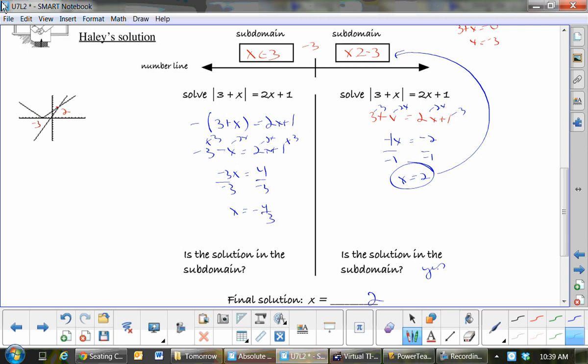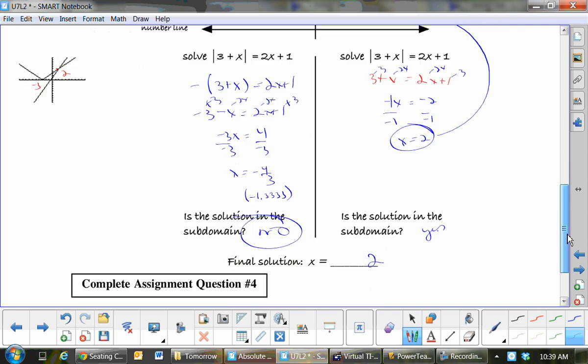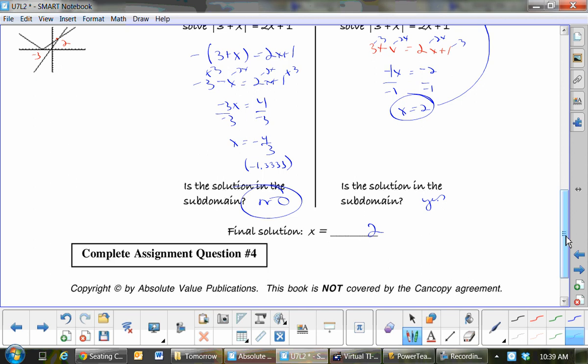Now negative 4/3 is negative 1.3333. I'm only doing that because some people aren't good at fractions. Now, is that less than negative 3? No. So is this in the subdomain? No. Therefore, it is not a solution. So the final solution is 2. Okay.